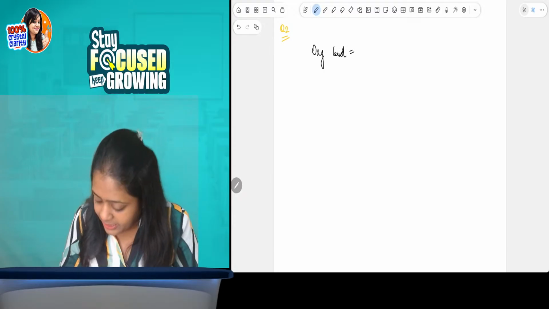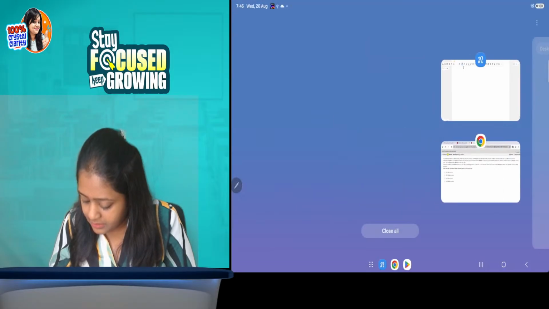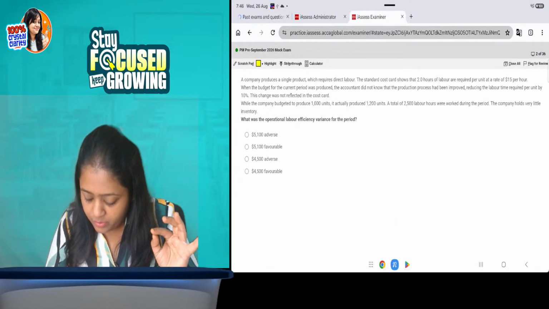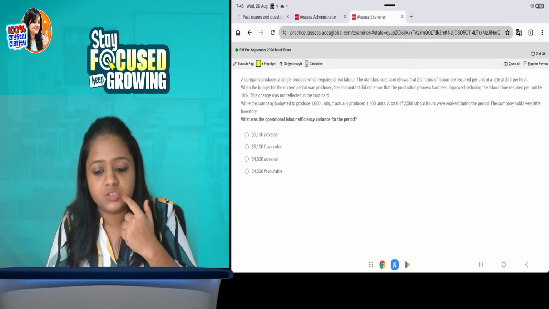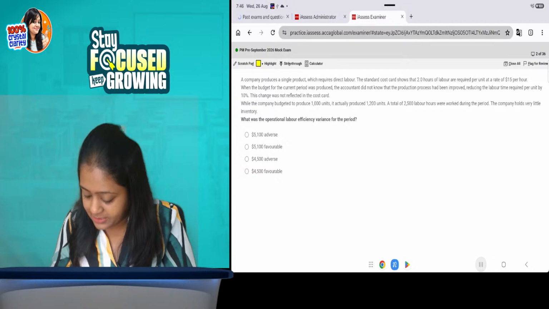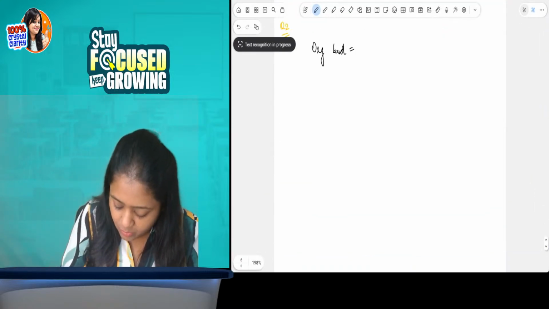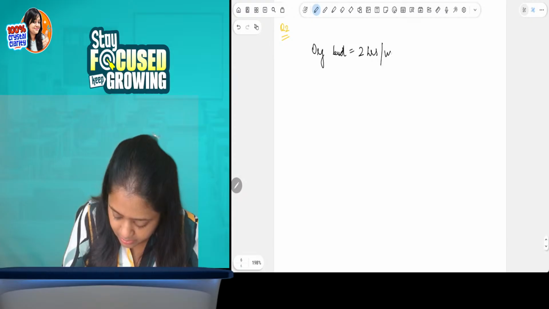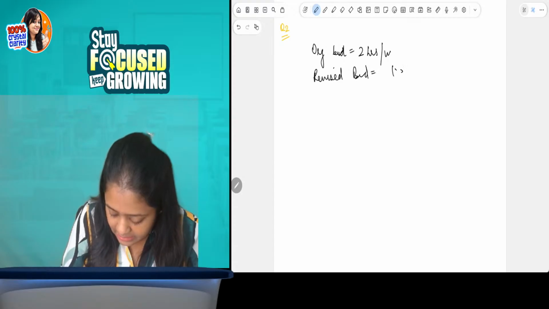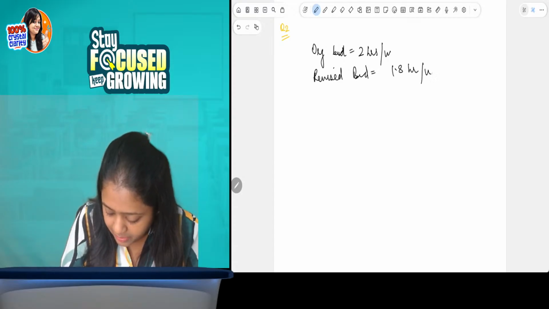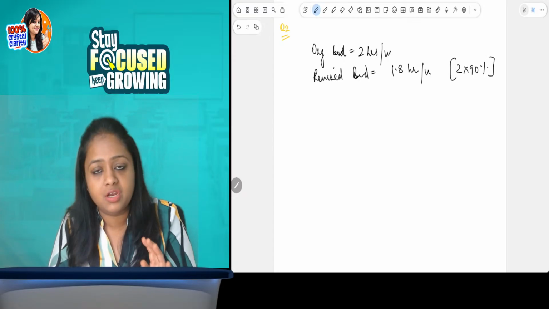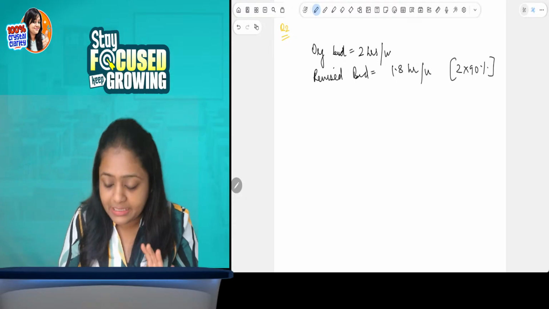So now here the question tells me that as per the original budget, 1 unit will require 2 hours, but now it will be reduced by 10%, correct? Right, so let's do that calculation. So as per the original budget, it will be 2 hours per unit. And as per the revised budget, it will be 1.8 hours per unit. How do I get this? 2 into 90%. Because there is a 10% reduction in the labor time, correct? So now 1.8 hours per unit.